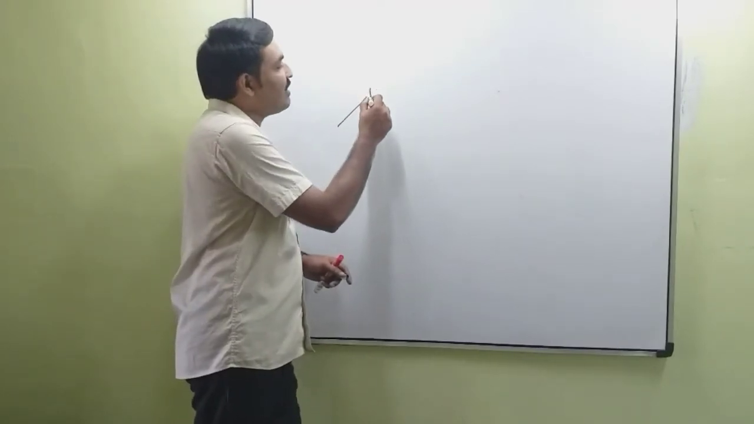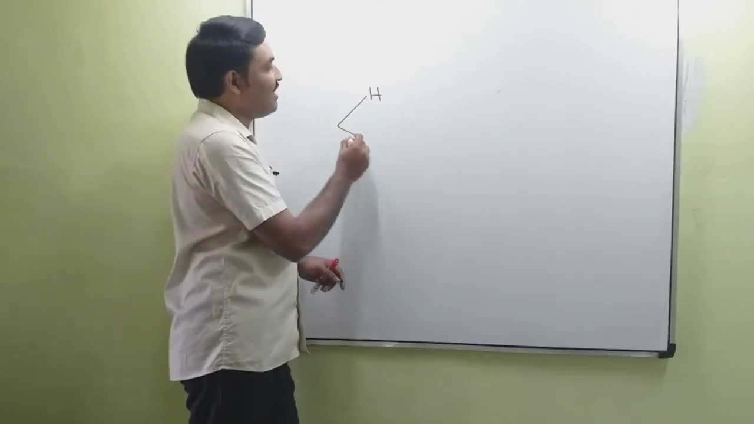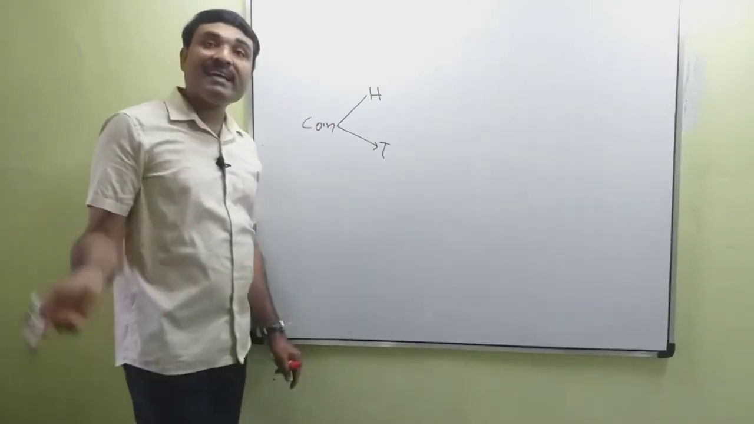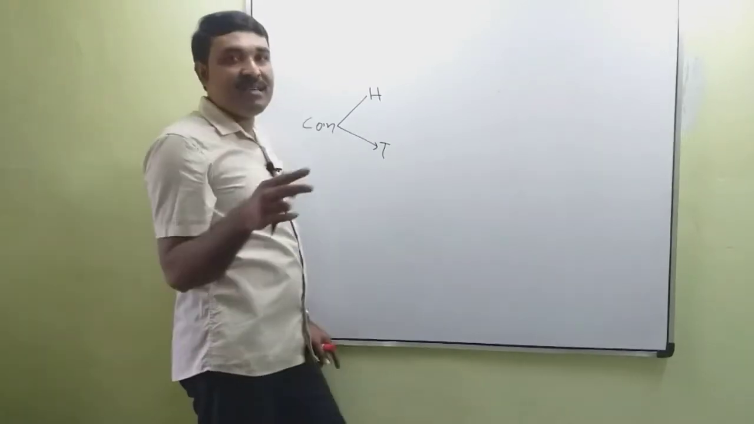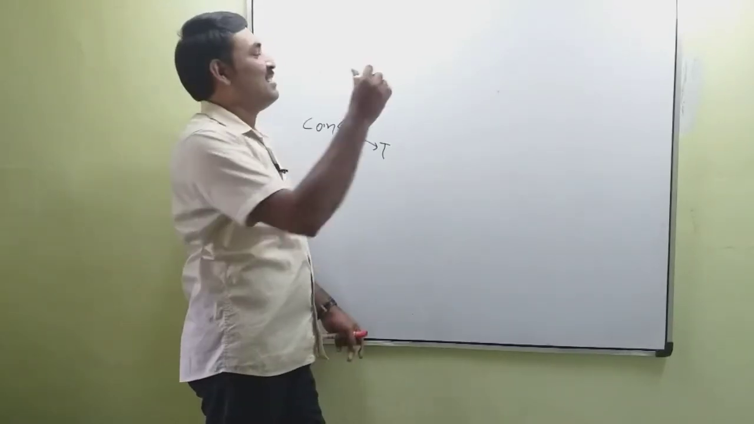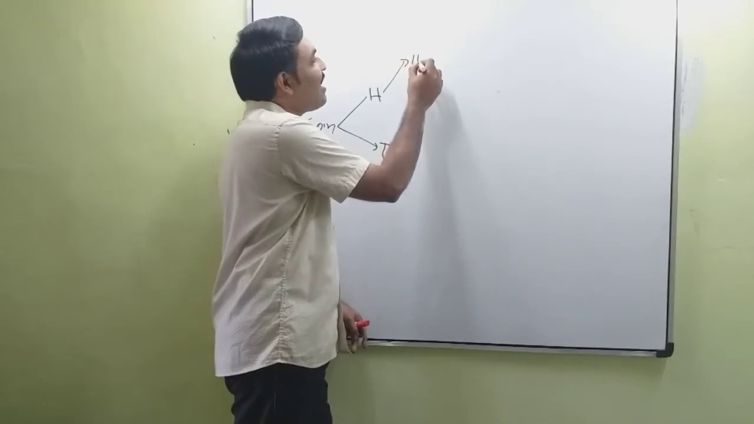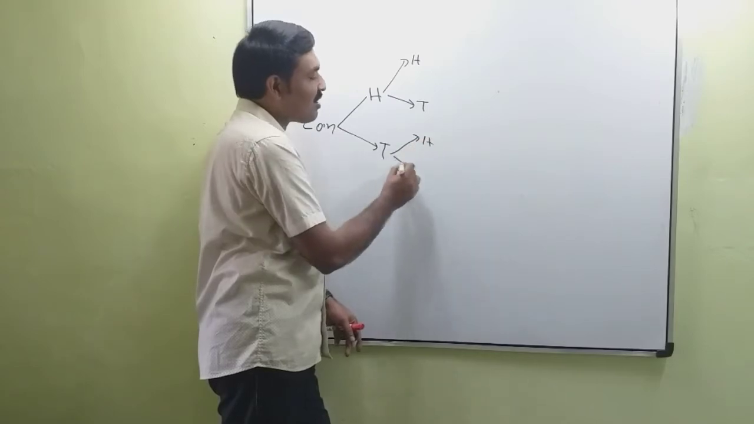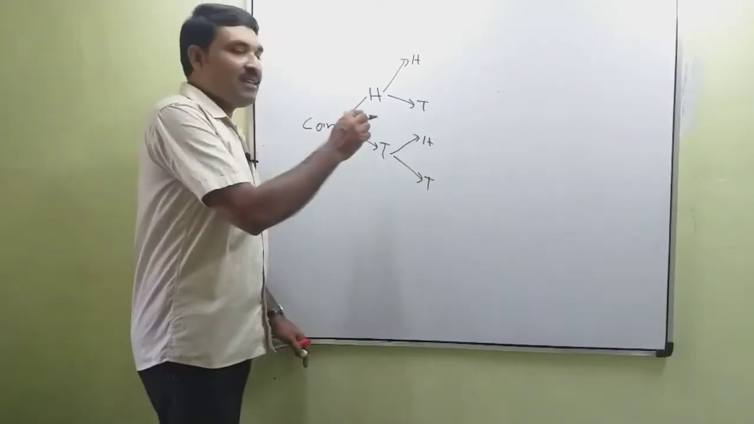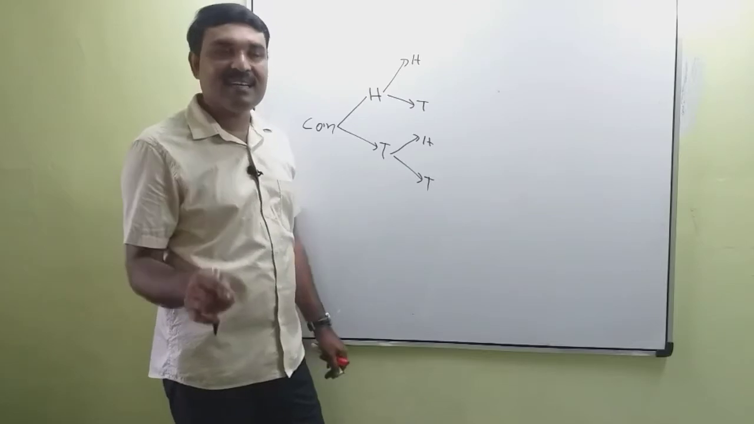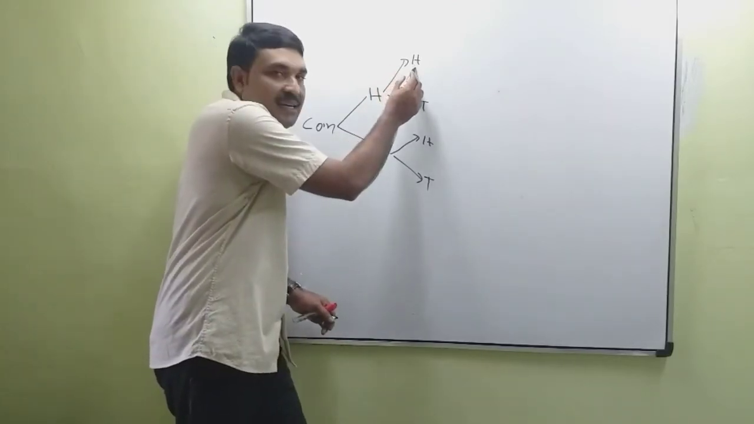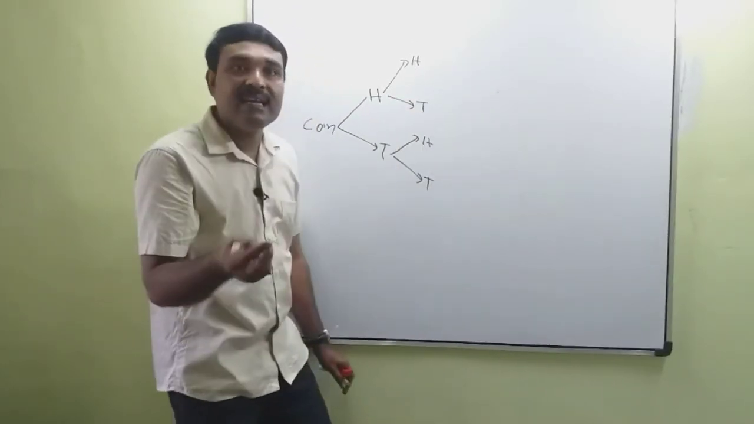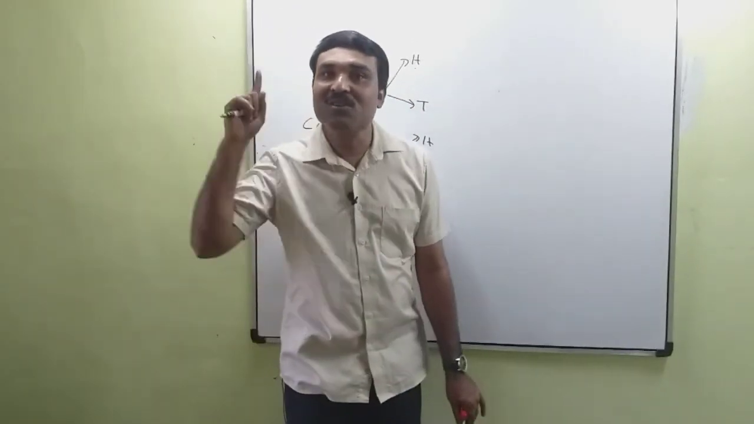So the output will be either head or tail. This is my coin. Now I again toss the coin. That means the coin is tossed twice. So the outcome will be either head or tail, here also either head or tail. Now I have a die. The condition is that if the second outcome is head, then I will throw the die. If the second outcome is a tail, then I will toss the coin. So that is the condition.